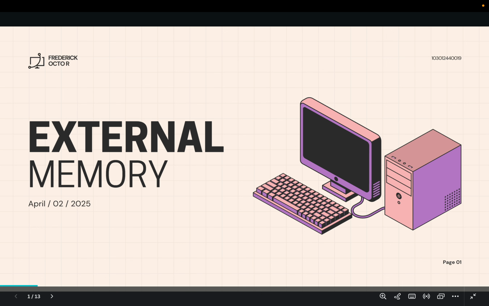But before we start, let me introduce myself. My name is Frederick Octo Ramadani, and I'm a student at Telkom University Bandung in class of 2024, and today I will explain the material of external memory and also cache memory. But first of all, let's dive into external memory first. Then we will talk about cache memory later.